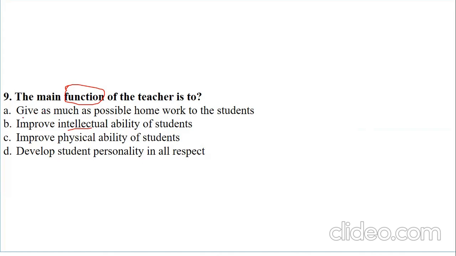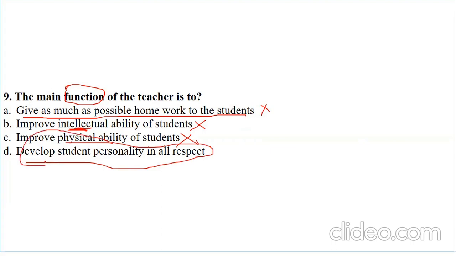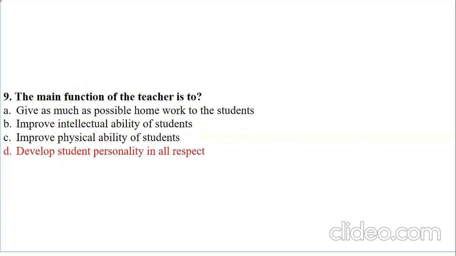Now, if you see the first option, give as much homework as possible to the students, this is completely not acceptable. Improve intellectual ability. Now, it is good that you're improving the mental ability, but mental ability only is not an option. You have other abilities of a child also to develop. Only physical ability definitely can't be an option. So the teacher has to develop the overall personality of the student. So developing the student personality in all respects is the correct answer.